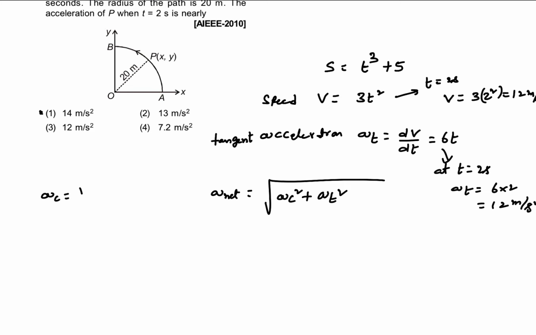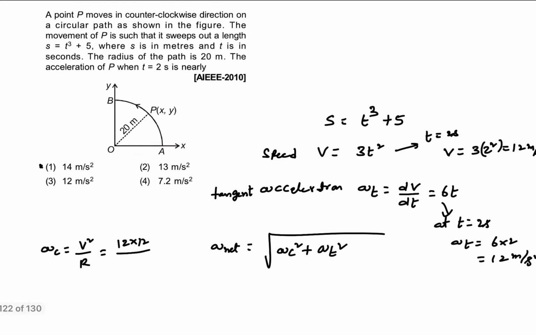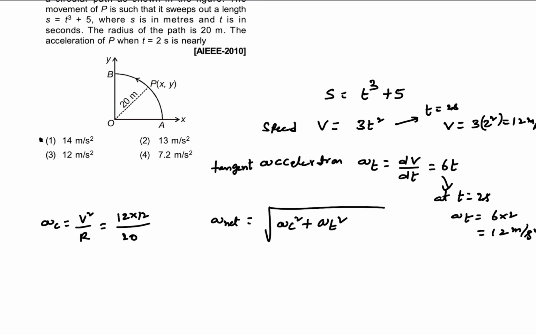Centripetal acceleration value can be written as v square divided by r. V square value is 12 into 12 divided by the r value, which you can see is 20. You substitute the value under root of (12 into 12 divided by 20) whole square plus at square, where at is 12 square. You calculate, the value is coming nearest to 14 meter per second square.